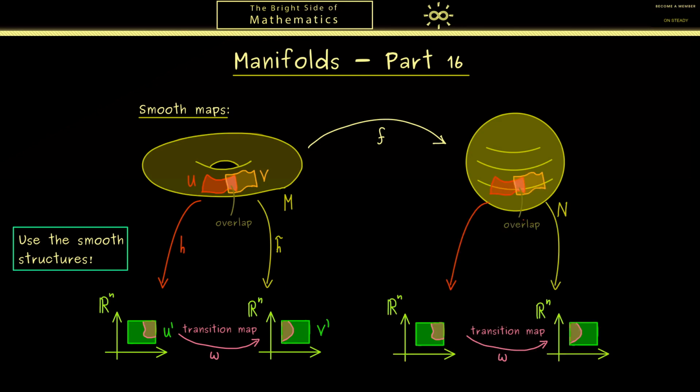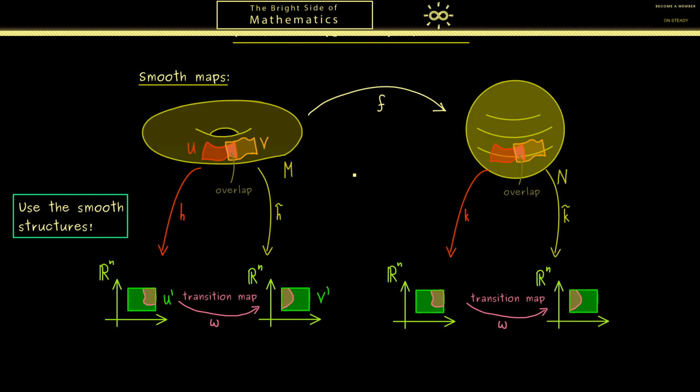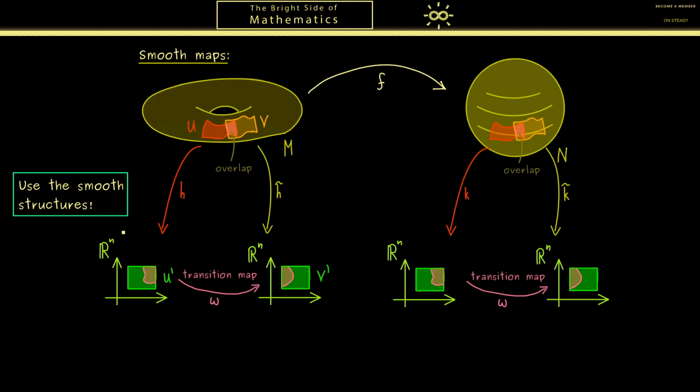Okay, now obviously we can do the same on the other side, and there let's call the charts K and K tilde. Also here we find transition maps, and there are also diffeomorphisms. Moreover, now you should see that we can translate this map here, this abstract map F, into a very concrete map between Rn and Rn. So for example, we could simply go from here to here.